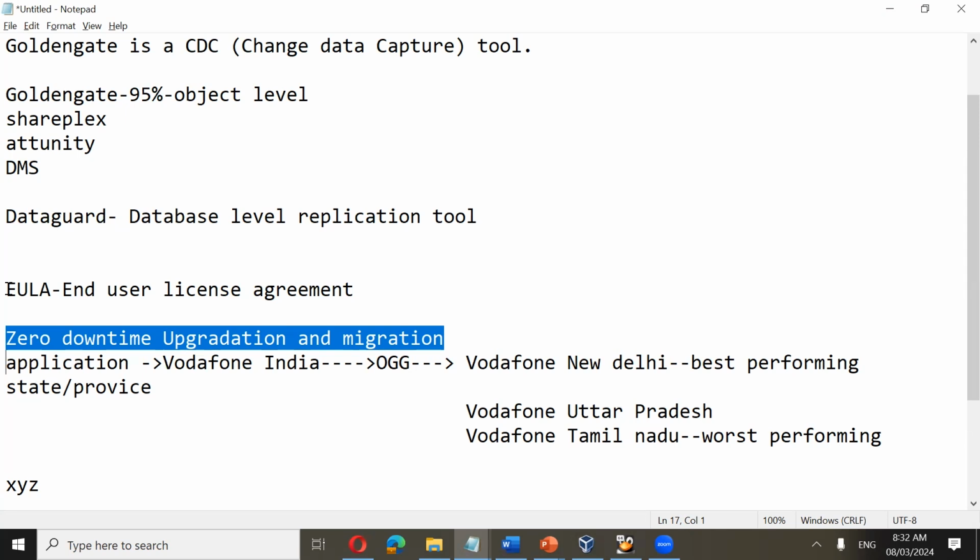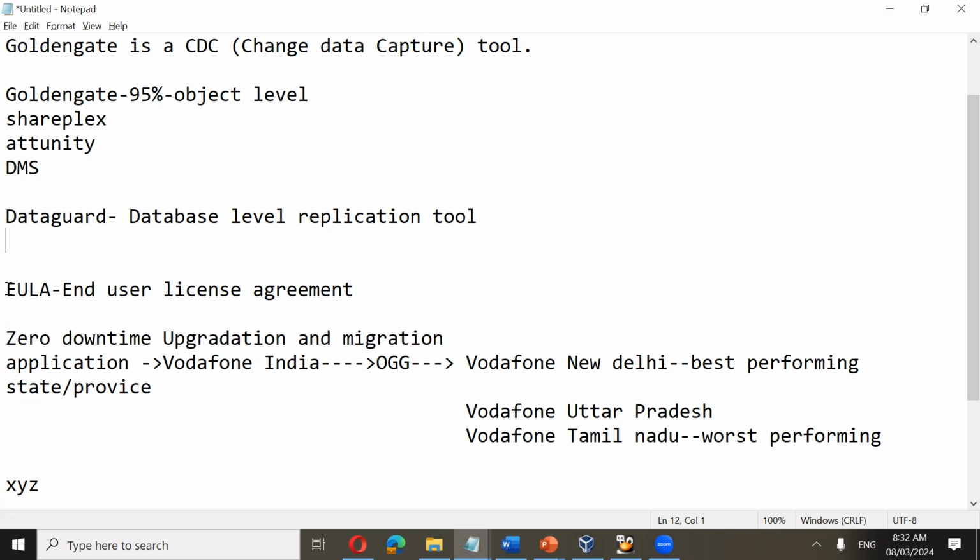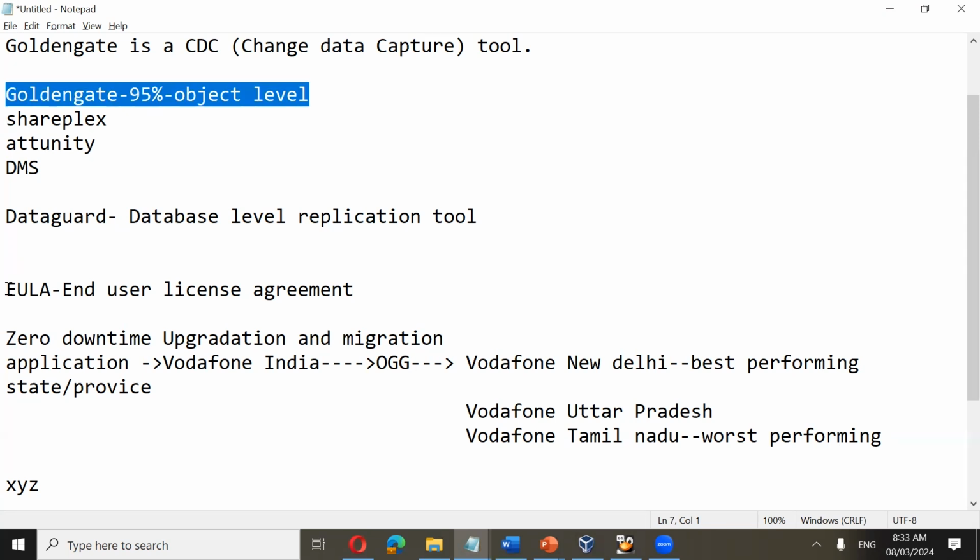And apart from this, why Golden Gate is most popular is because of knowledge. There are still not many people available in the market who have Golden Gate knowledge. But in terms of change data capture tools, because it's an Oracle product, it's the most marketable product as well. And it works with heterogeneous databases. It serves multiple requirements.